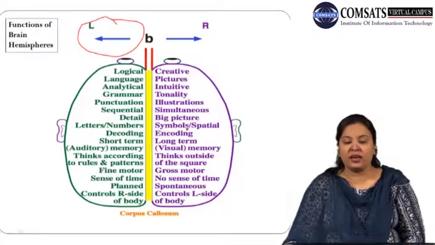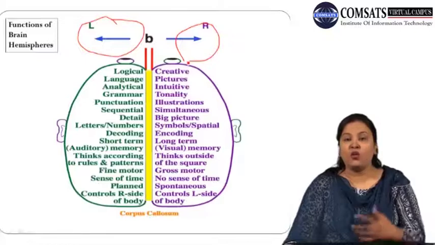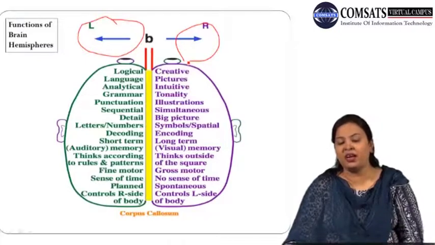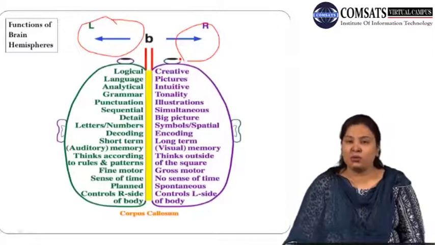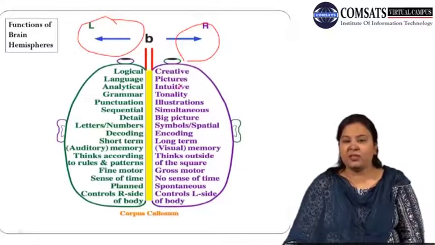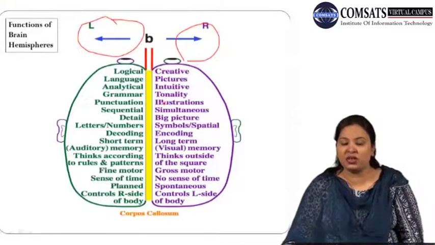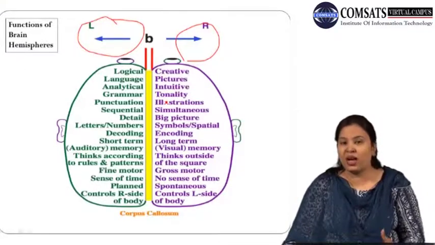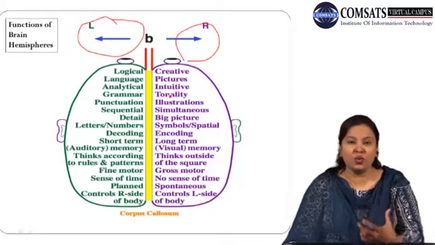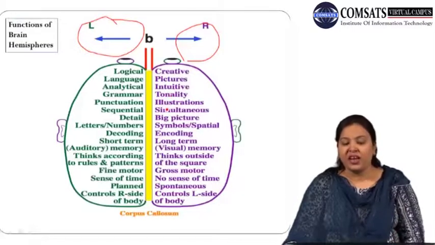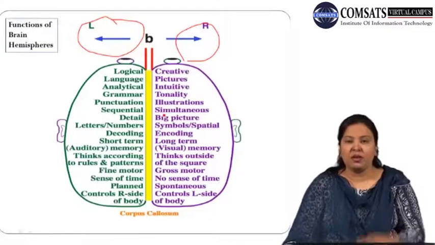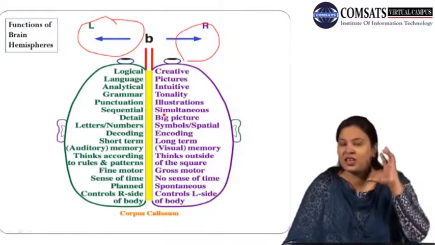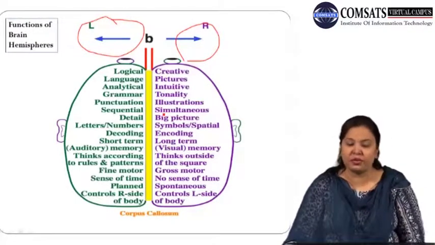And on the other side, we have the right hemisphere of the brain, this side. Now, the functions of the right hemisphere are that it is more creative, it stores pictures, it is responsible for intuitions, tonality, which means using different tones to convey different messages, and illustrations. Once again, it is the storehouse of pictures, where the images are stored rather than the concepts.